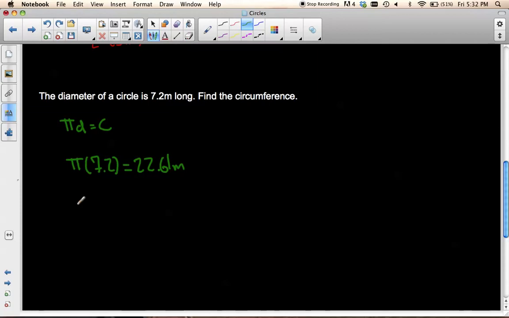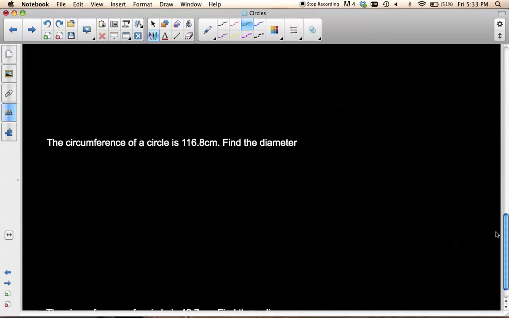Okay, you could have also gone 3.14 times 7.2, which is your diameter, and you would have gotten 22.60. Like I said, close enough that if you don't have your calculator, you can use 3.14. Okay, now let's go try one where we work backwards.